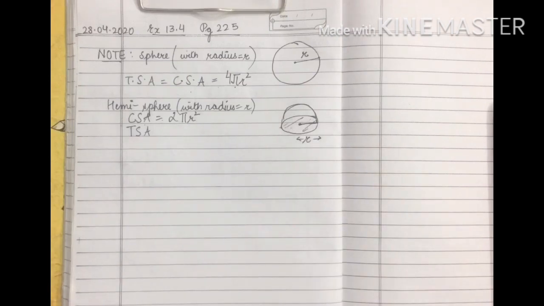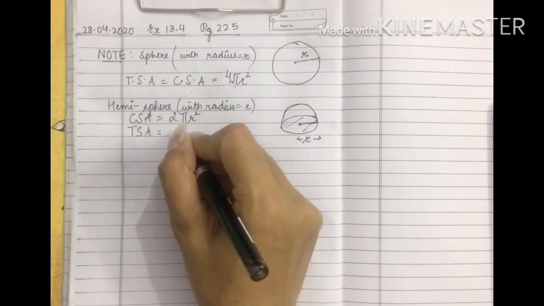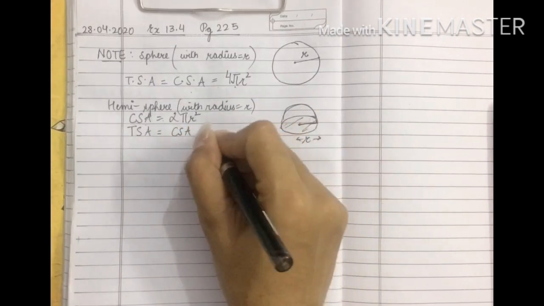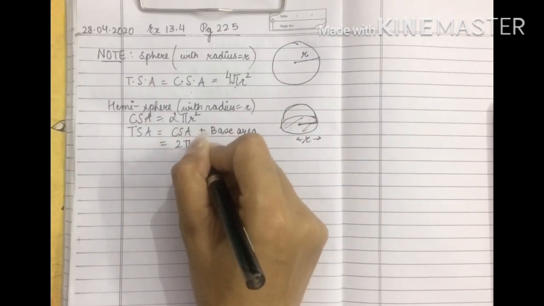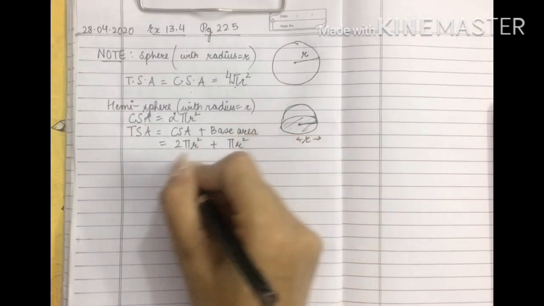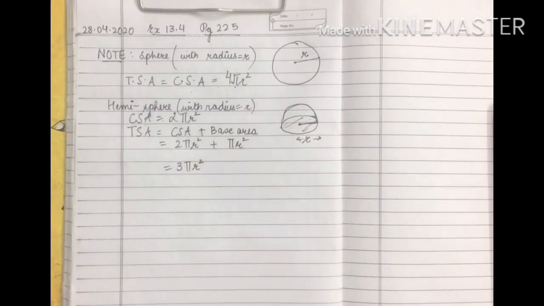And the curved surface is actually the surface on the outside. If you are considering an orange or a lemon as a sphere, the outer peel represents the curved surface. And if you are looking at half an orange or half a lemon, then the curved surface will be the half peel which is left, the outer covering. Now in case of total surface area, we need to take the curved surface area plus the base area, which is a circle. So the curved surface area is 2 pi r square, the base area is pi r square, the total becomes 3 pi r square.